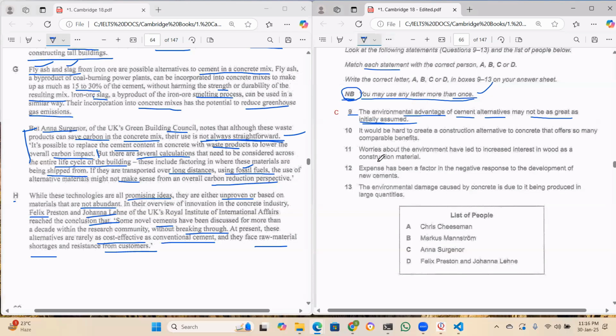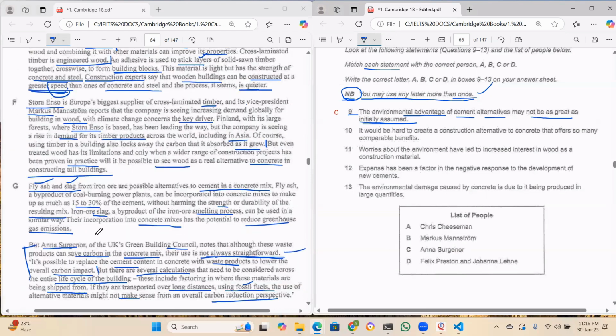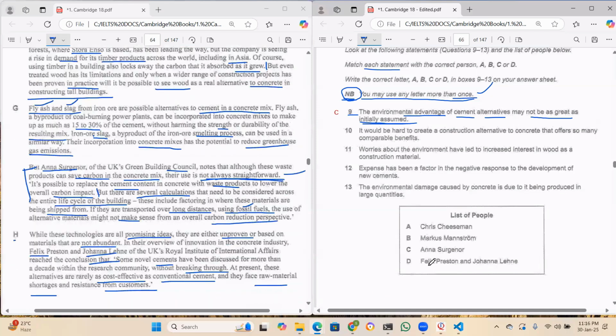Now, next one. That's why I told you guys to remember the names. Chris Cheeseman, he came in paragraphs B and C. Marcus came in paragraph F. Anna came here in G. And Felix, he came here in paragraph H. So we need to remember where these guys come and what they say, just to be sure, because we have matching answers here.